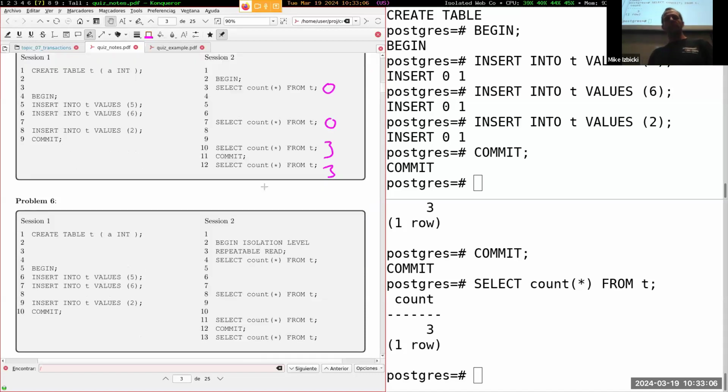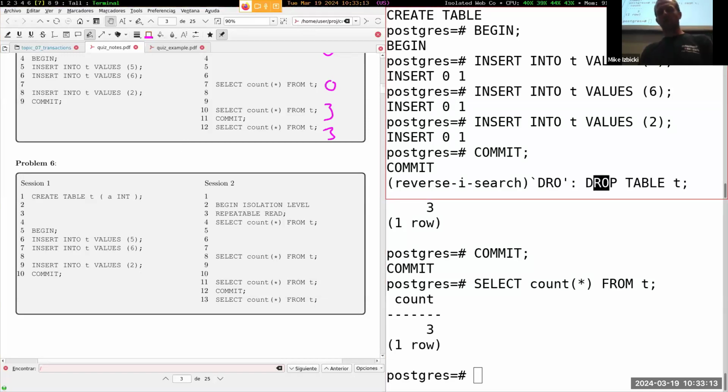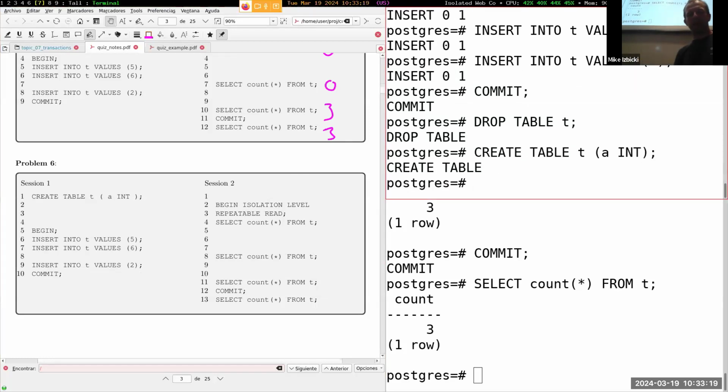Okay. Problem 6, we'll start getting to see some new things. And so problem 6, I'll press Control R, drop my table, drop table T, create a new problem instance. We'll do create table T A int, Control R, create table T A int. That was line 1. And now lines 2 and 3 are different.